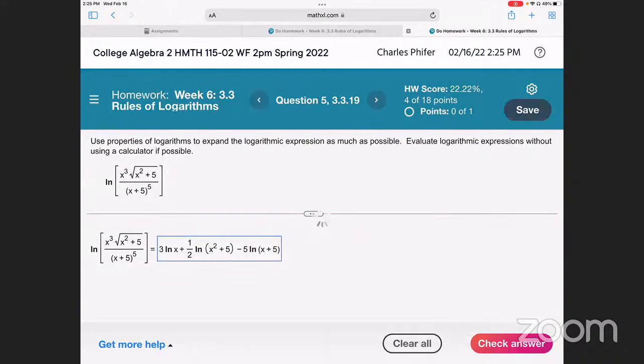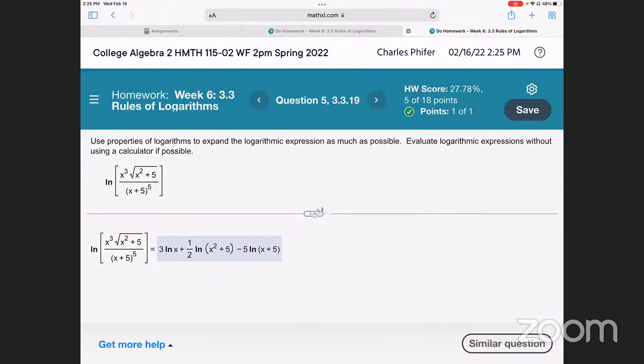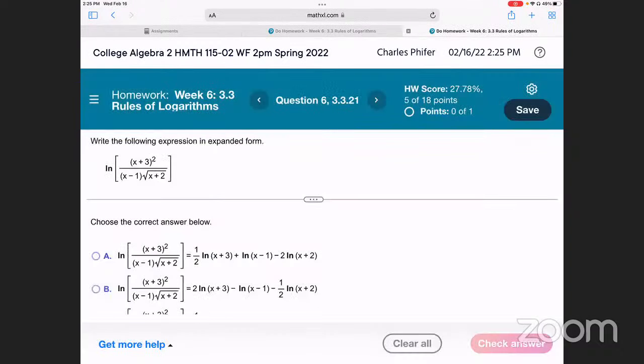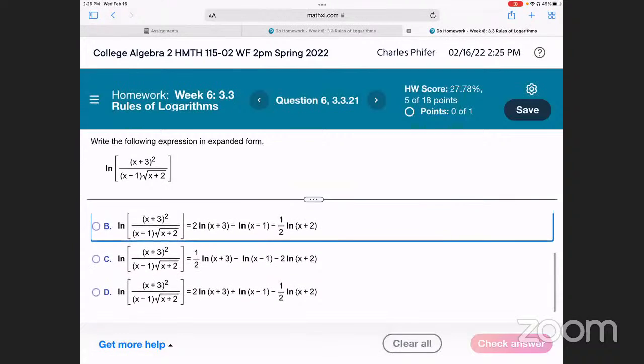Okay, let's see how we do. Let's do another question. So this seems like a fairly short question. Set of homework. Write the following expression in expanded form. Okay, so then the 2 would be in front. So it can't be A, it could be B.